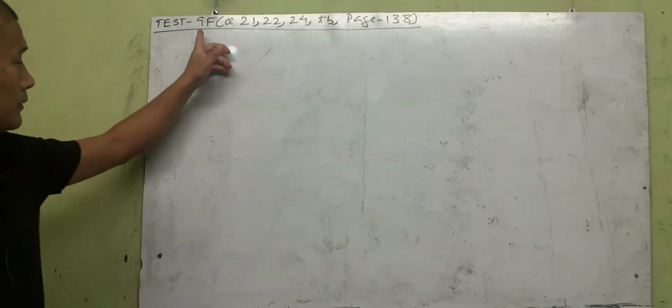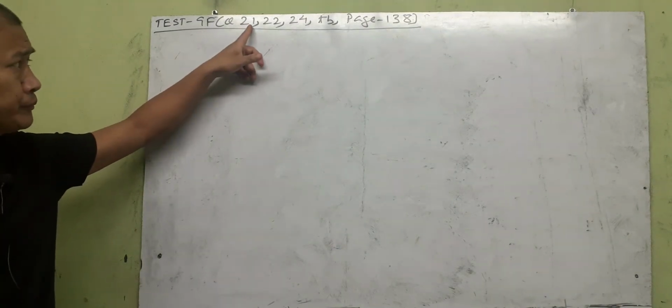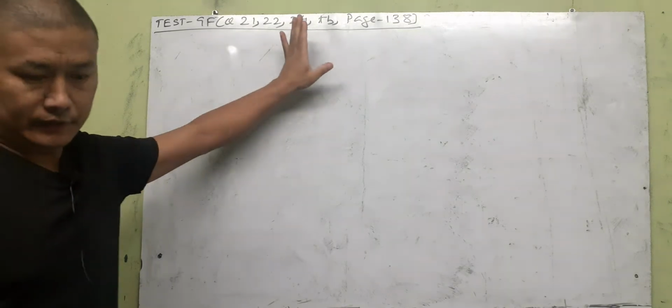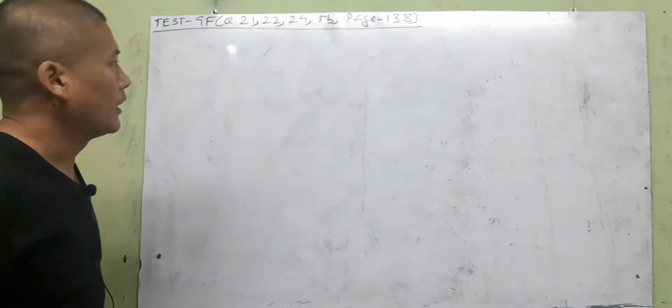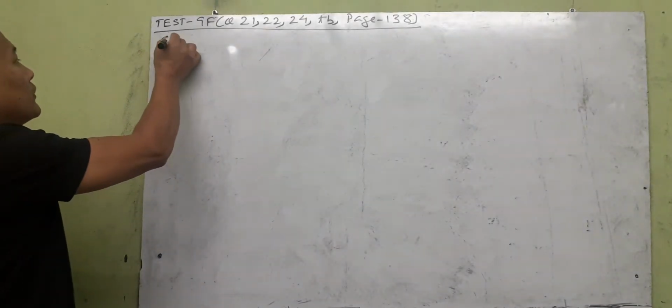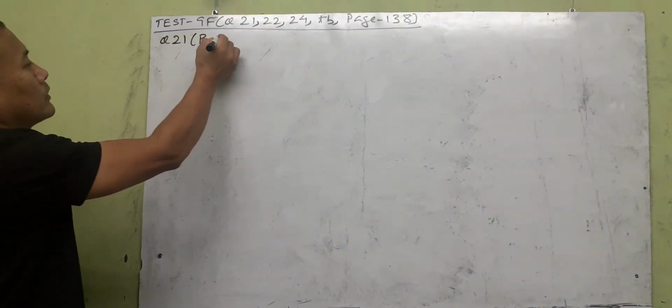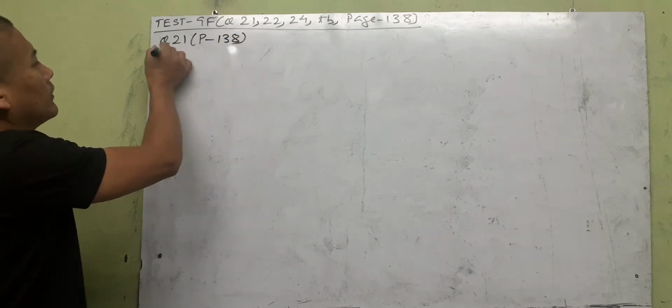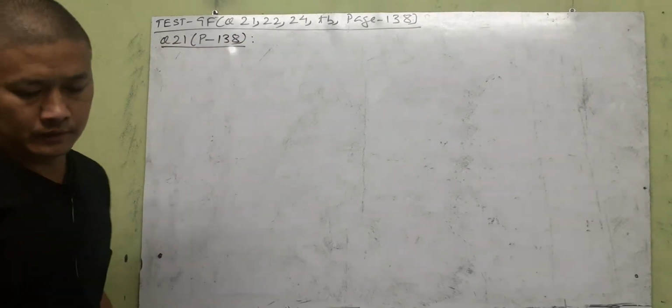Okay, so in this test portion 9F, we're going to discuss these three questions: class 9 science, chapter 9, force and laws of motion, I think. So let's start with question 21, which is on page 138, all of them on 138. Let me read the question.